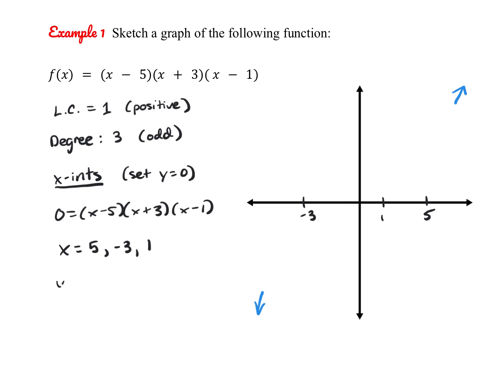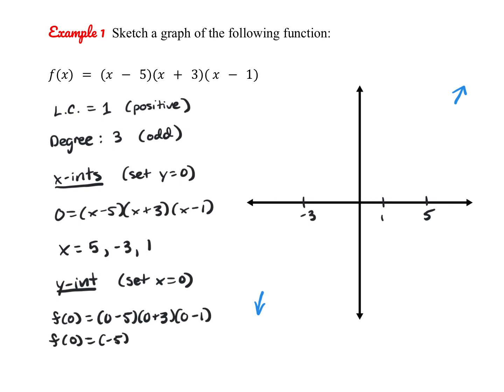And then I need to find my y-intercept. There should only be one. We do this by setting x equal to 0. So we have f of 0 equals 0 minus 5 times 0 plus 3 times 0 minus 1. So negative 5 times positive 3 times negative 1, which is positive 15. So again, super rough, nothing is scaled. I'm just going to say, okay, this is 15.